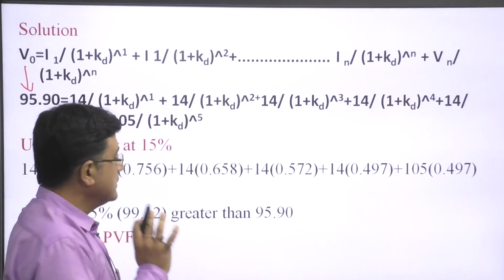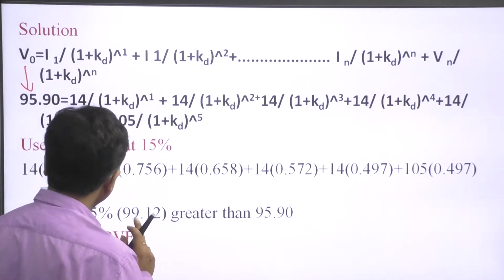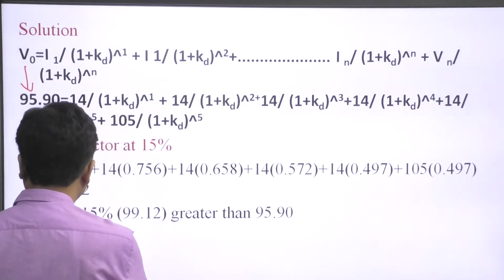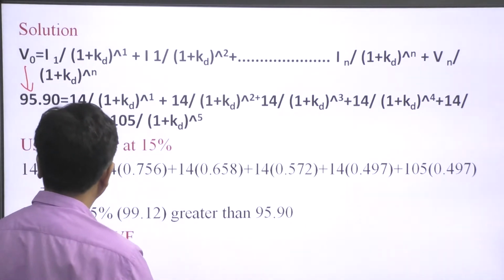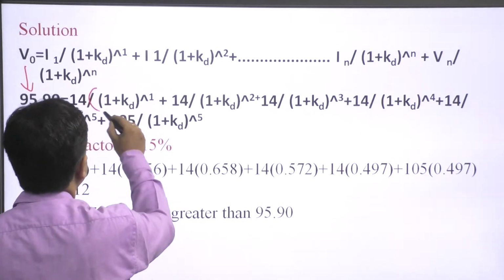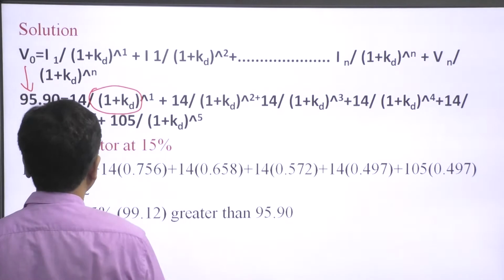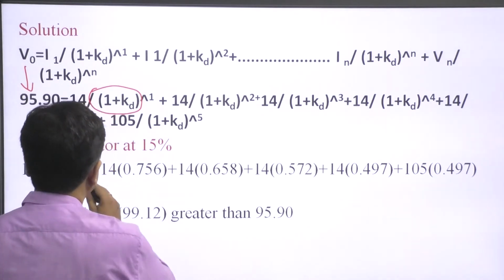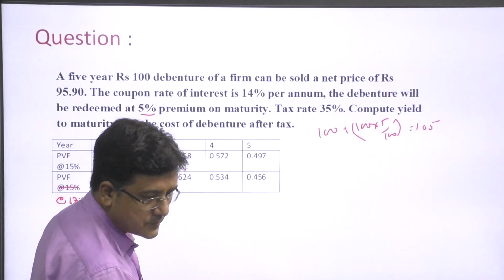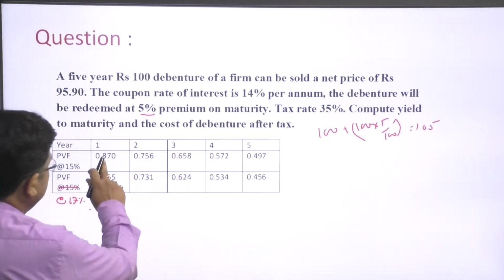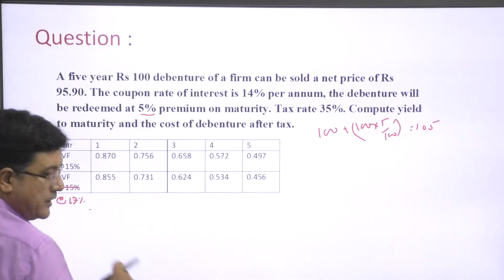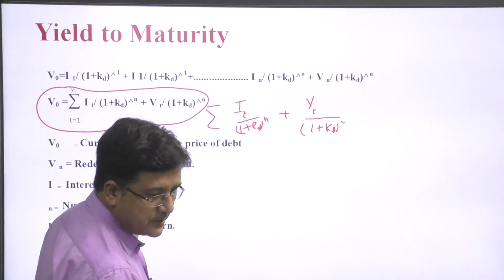I think it is clear. Now, from the previous table at 15%, we put the value of this one. Let us move to the previous table. This is the value of 1 year at 15%.